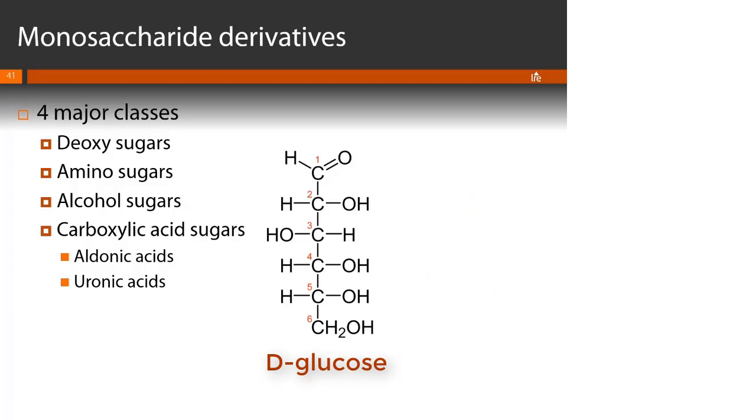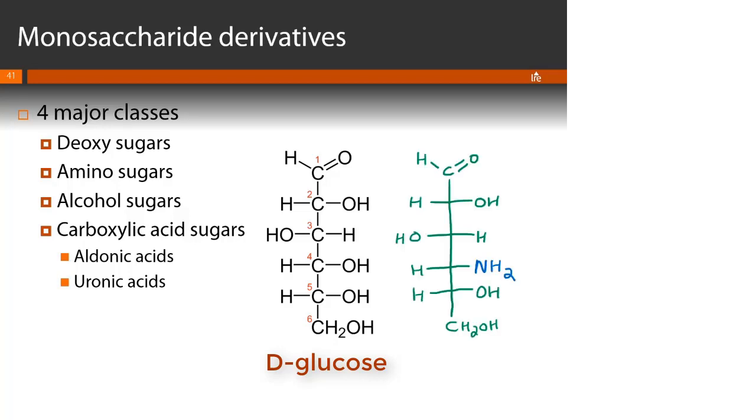Okay, so let's move on to amino sugars. An amino sugar is where one or more hydroxy groups on a sugar has been replaced with an amine, an amino group. So let's take our D-glucose and replace the hydroxy group on carbon 4 with NH2. And we'd produce this molecule here, which is known as D-4-glucosamine.